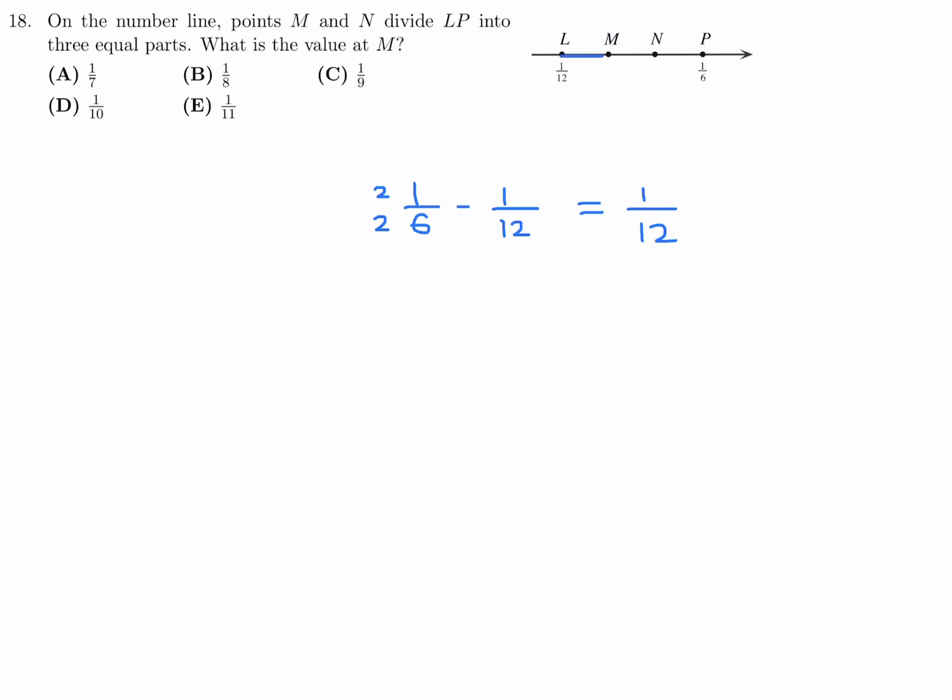Now each of these is a third of that. So let's figure that out. So it would be 1/3 times 1 over 12, and that is 1 over 36. So each of these small distances is 1 over 36.